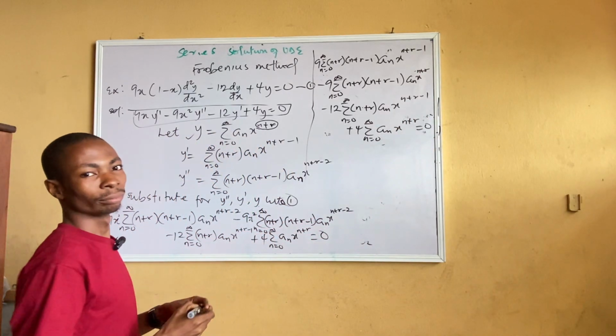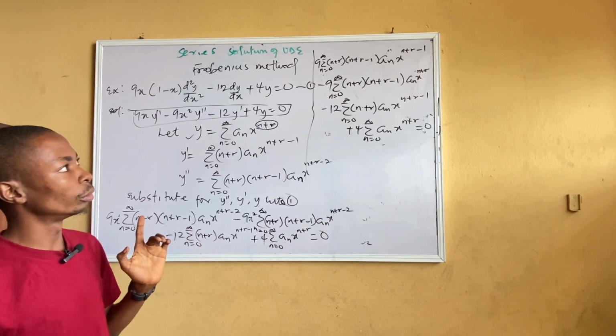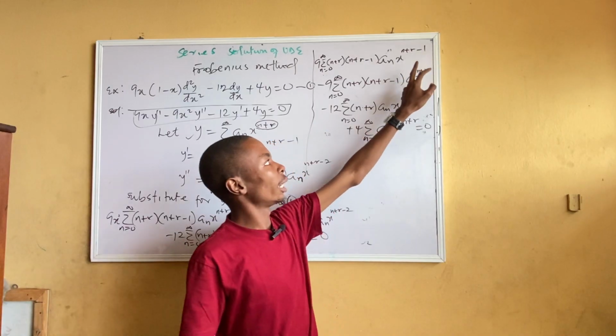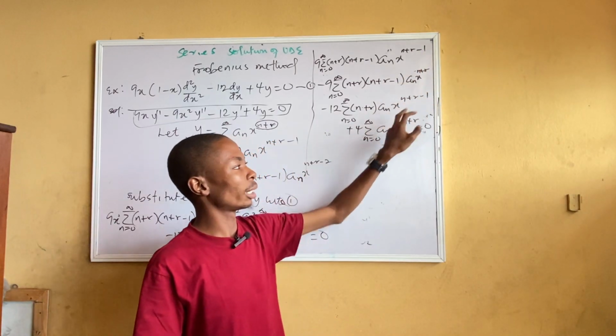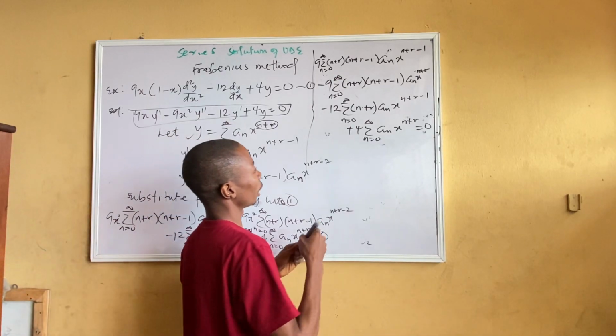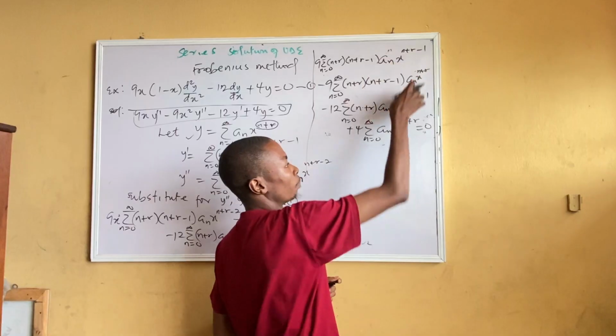After that, the next thing we need to look into is the power of x. So this one has x raised to the power n plus r minus 1, and this one has x raised to the power n plus r. Now we must make sure that the one having n plus r minus 1 is forced to be the same power as n plus r.